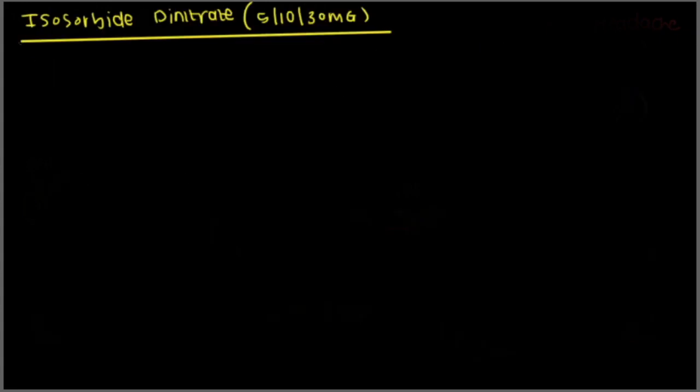Alright, so let's look at the next one. It's called Isosorbide dinitrate. And this one comes in a 5 milligram, a 10 milligram, and a 30 milligram. It also comes in a sublingual form. So you're going to use this medication for the relief or the prophylaxis of angina.